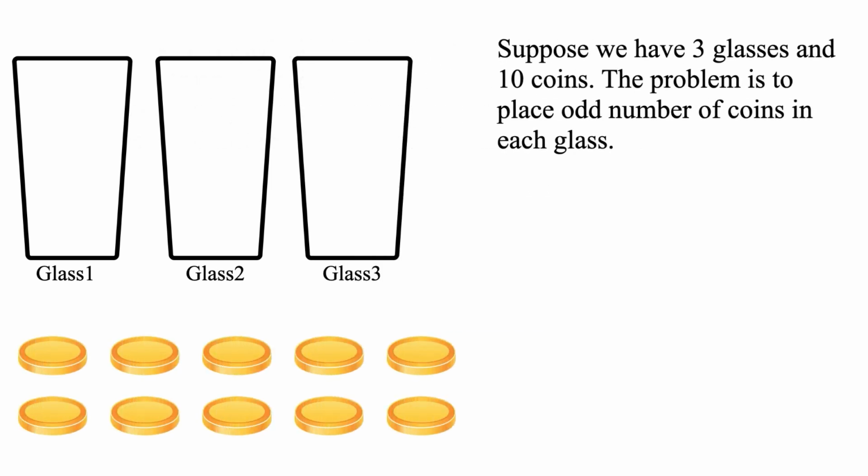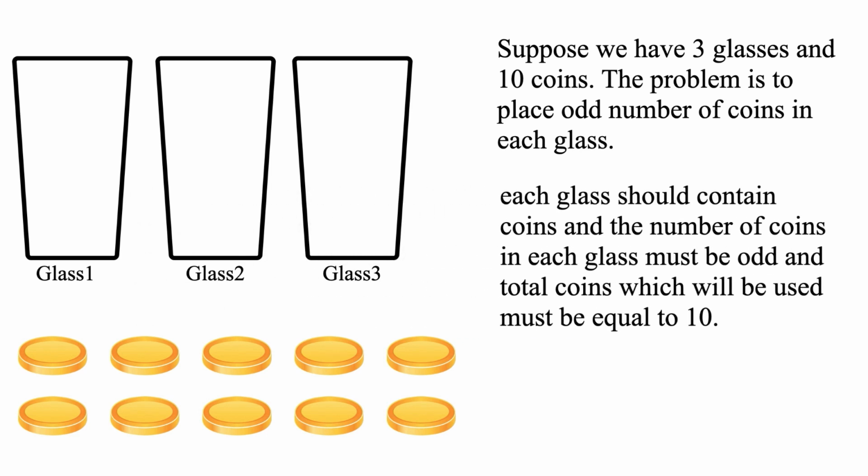Suppose we have 3 glasses and 10 coins. The problem is to place an odd number of coins in each glass. That is, each glass should contain coins and the number of coins in each glass must be odd, and the total coins which will be used must be equal to 10.